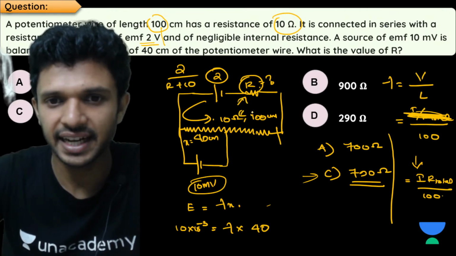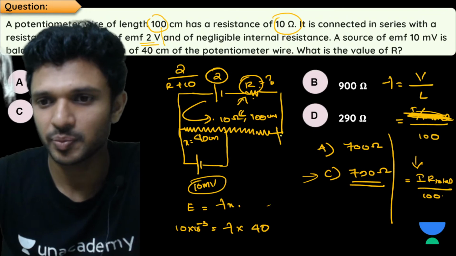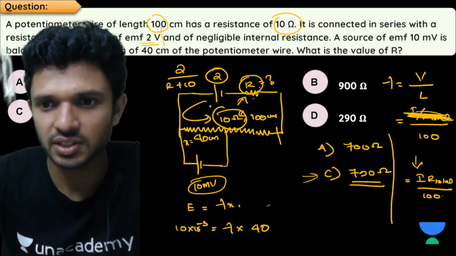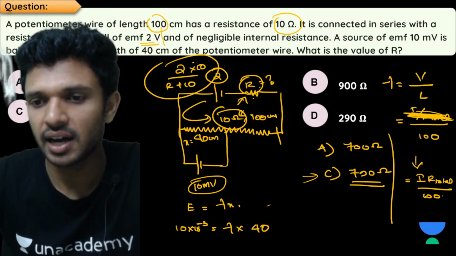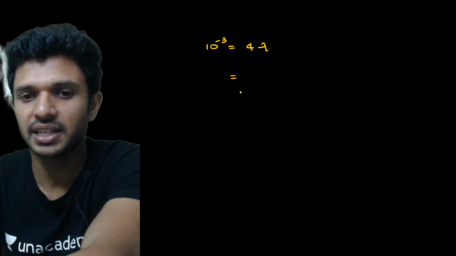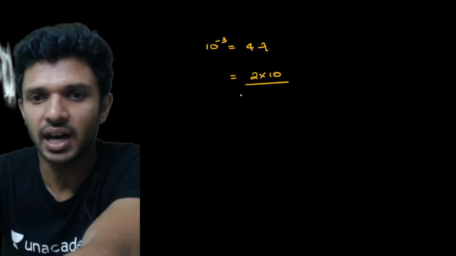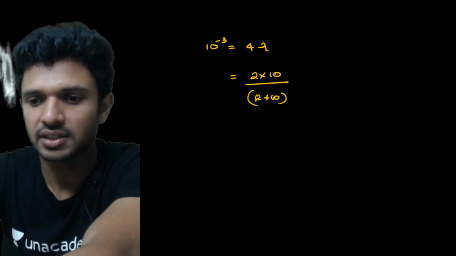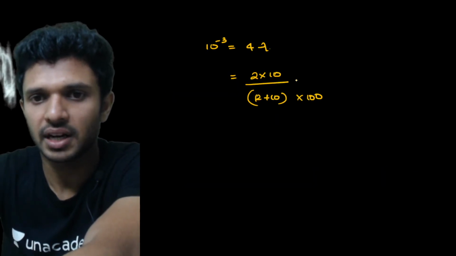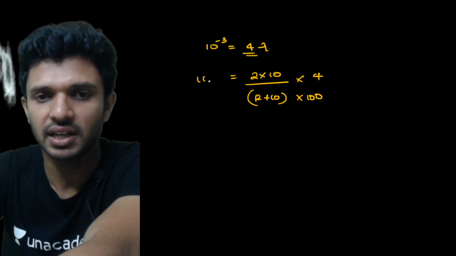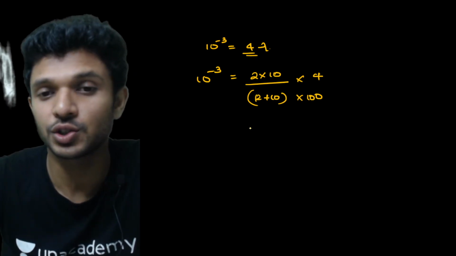This is R, this is 10. Total resistance is R plus 10 in the primary circuit, multiplied by the resistance of the wire, that is 10. So IR by 100, I'm going to write it as 2 into 10 divided by R plus 10, then what is remaining, by 100, into 4, and 10 power minus 3. Done, nothing else remains.